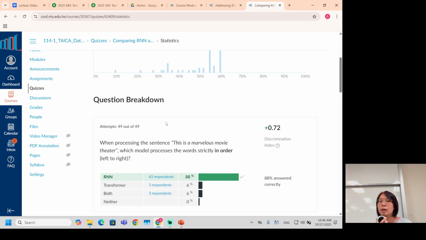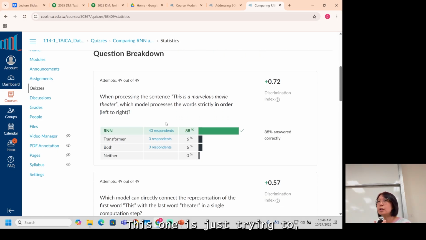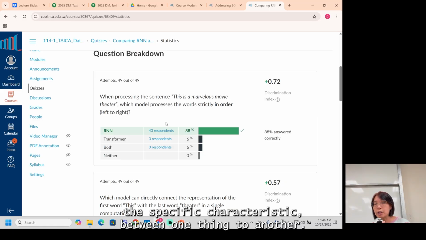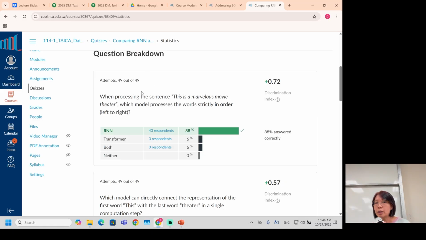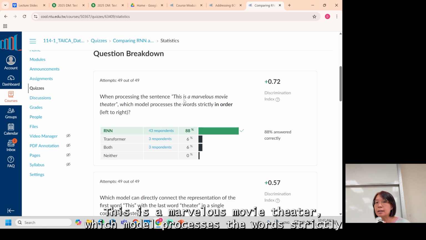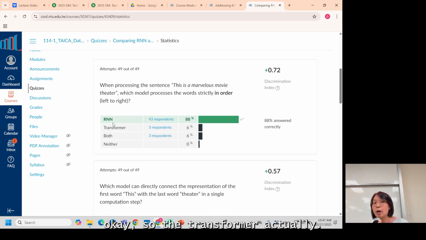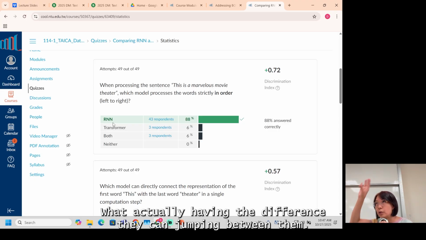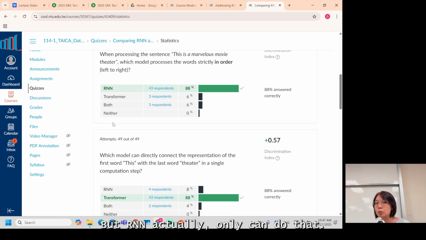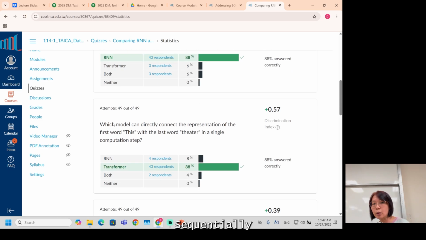About that? Okay, let's try to see this one. This one is just trying to know if you understand the specific characteristic between one thing to another. So when processing the sentence, this is a marvelous movie theater, which model processes words strictly in order from left to right? That is RNN. Okay, so the transformer is actually different. They can jump in between, but RNN can only do that sequentially.